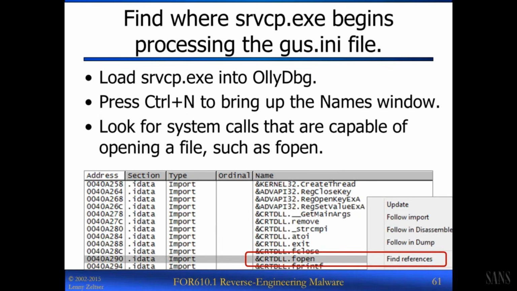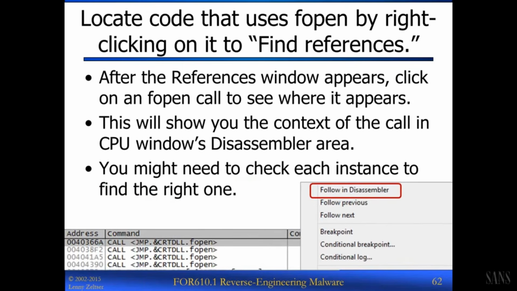Now in this particular case, we wanted to investigate whether or not it in fact was opening up gus.ini. So we perused our function list for an API call that is capable of opening files. In this case, we spotted fopen, which is what we used this time. We then went to references for fopen, which are on the bottom left of the slide right now. And we wanted to dig deeper into one of them, so we right-clicked and clicked on Follow in Disassembler.